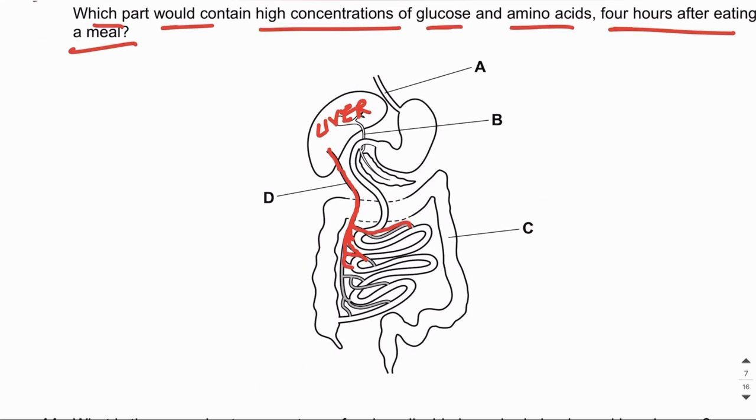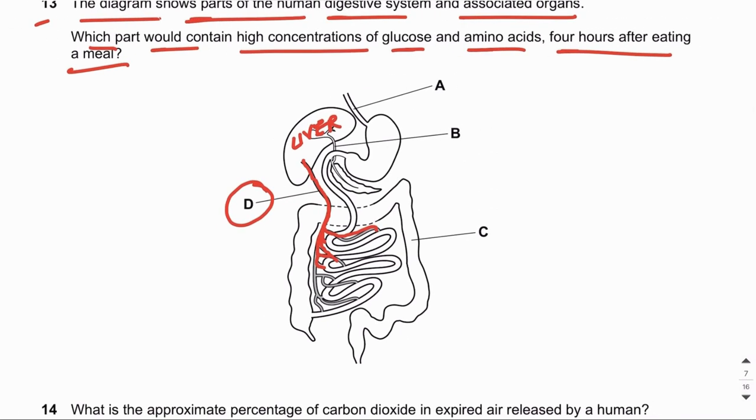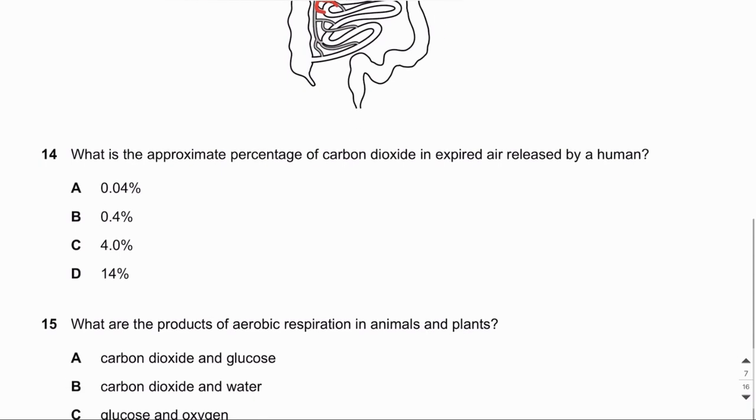So the hepatic portal vein has the highest concentration of glucose and amino acids 4 hours after eating the meal. Always remember this point, right? And D is the hepatic portal vein and D is the answer. Let's move on to MCQ number 14.